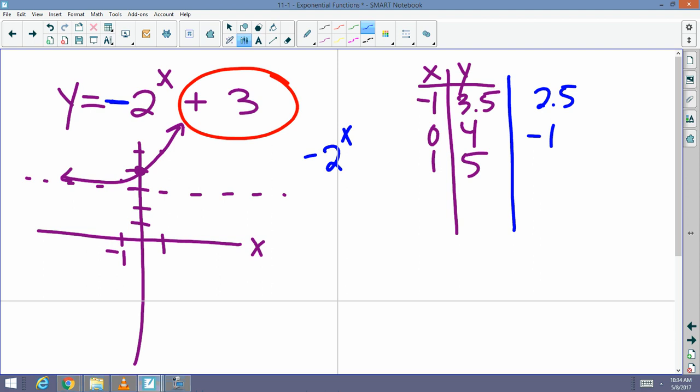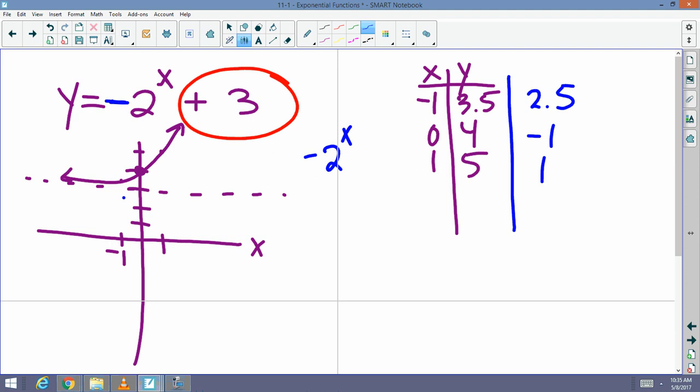It's 2 to 0, which is correct. And this one actually here, hold on. That would be 2.5. And then when x was 1, negative 2 to the first is negative 2 plus 3 is 1. So this would look like this, my brother. Negative 1, 2.5, so it'd be about here. Negative 2 to the 1 is negative 2, plus 3 is 1.